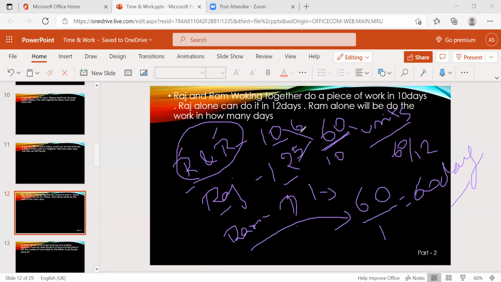Right? Now just subtract that. Ram will get 1. So what is this 1? It is nothing but efficiency. In 1 day he can eat 1 apple. Totally how many apples are there? 60 apples. So how many days? 60 days. Okay, this is by using the LCM method.